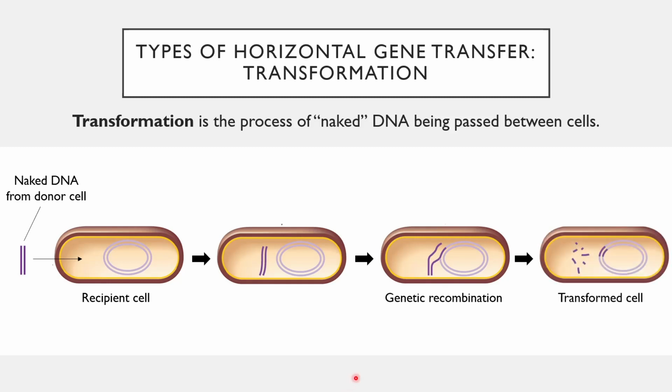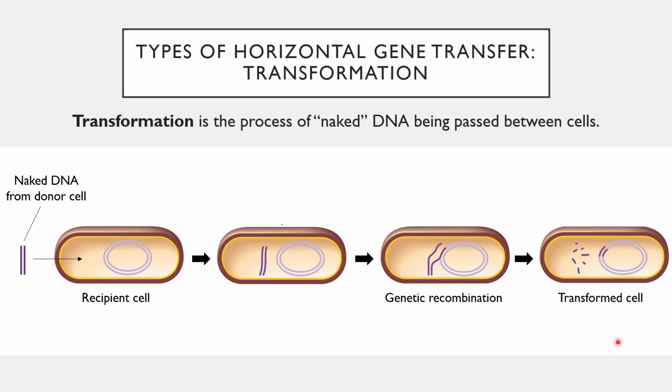It can be brought inside, and then through a process called genetic recombination, it can actually merge with and become part of the new cell's chromosomes. And so it's really strange, but it's like taking up the genes of one of these cells' dead friends and then making it a part of its genes.